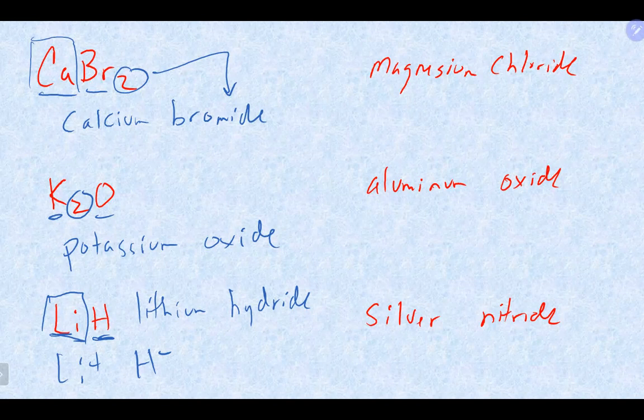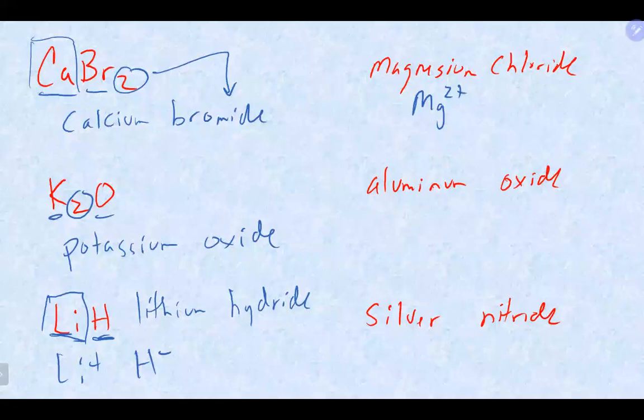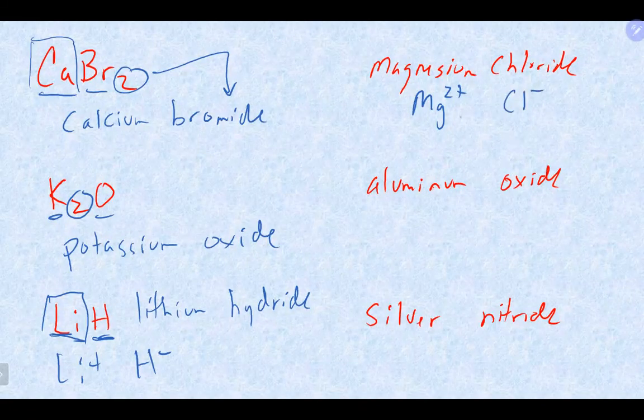Coming to the other side, we want to put it together. Magnesium is a metal in group 2, which means it has a +2 charge, and chlorine, group 7, has a -1 charge. When we put it together, we want to get to 0, so we really need an extra chloride there. That means our formula would be MgCl2 in this case.